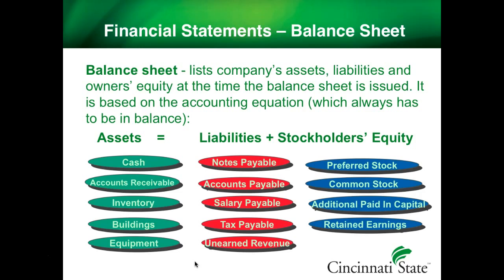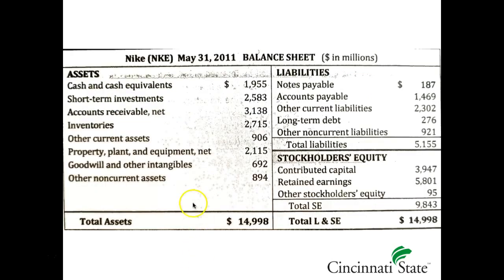Let's look at Nike's balance sheet as of May 31st, 2011. Please note that this financial statement states a date when these balances were true. We cannot say that cash for 2011 was $1,955 million because cash balance changed many times during the year.